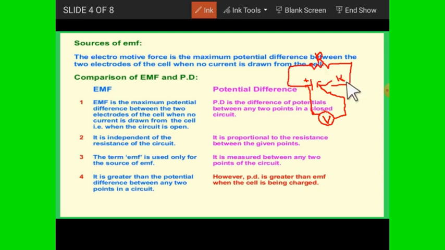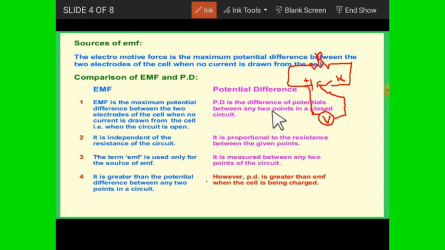Got it? When the current is drawn, suppose K is closed, then current will be flowing here like this, right? In that case, the potential difference between these two electrodes, which is measured by the voltmeter, will simply give you the potential difference of a cell. Are you clear? So let's see the comparison of EMF and the potential difference of a cell. EMF is the maximum potential difference between the two electrodes of the cell when no current is drawn from the cell. As I said, this is as per the definition.